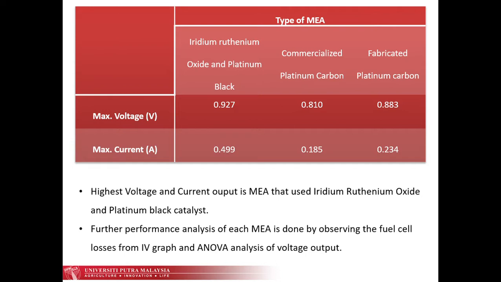So the highest voltage and current output of MEA is exhibited by the MEA that uses iridium ruthenium oxide and platinum black catalyst, with a maximum voltage of 0.927 volts and a maximum current of 0.499 ampere. Further performance analysis of each MEA is done by observing the fuel cell loss from the current versus voltage graph and ANOVA analysis of voltage output.